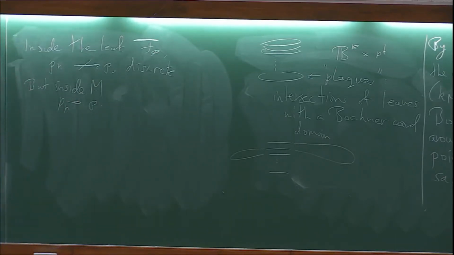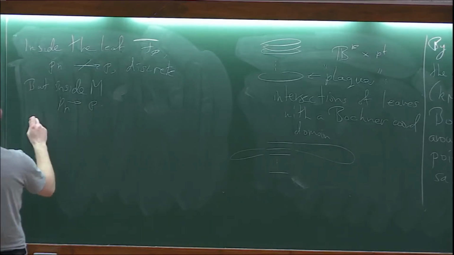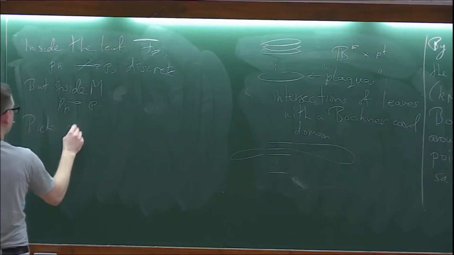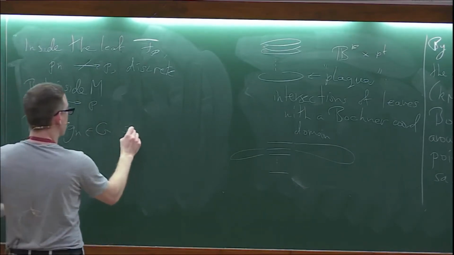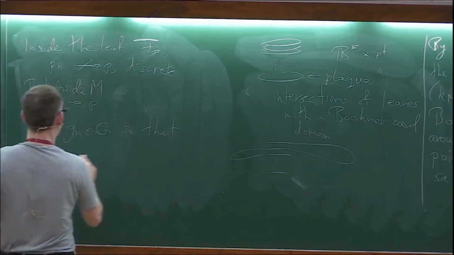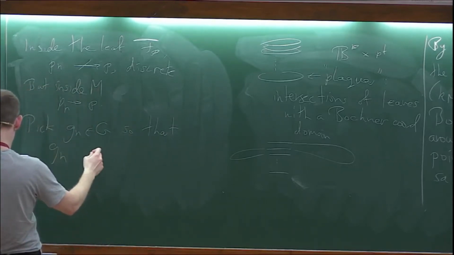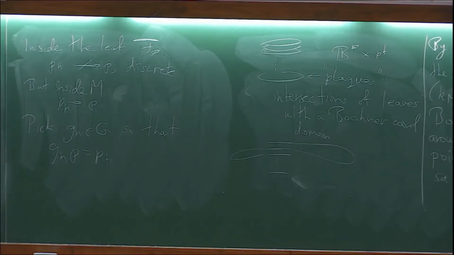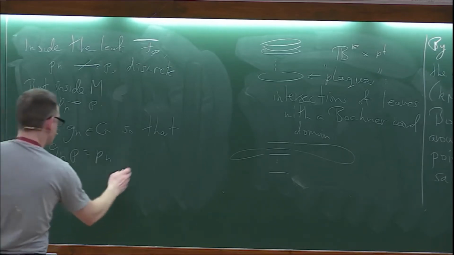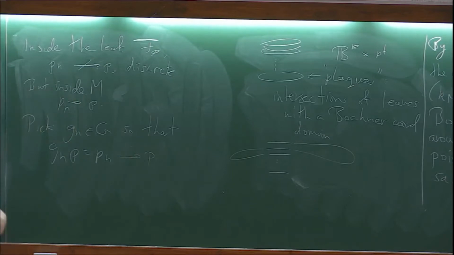Okay, so what we can do now is, by homogeneity, pick some elements of G, since it's a transitive group. I can pick elements so that Gn P is Pn. I'm going to pick elements that move this guy up to here, and then up to here, and up to here, and so on. So now we've got these guys going to P.